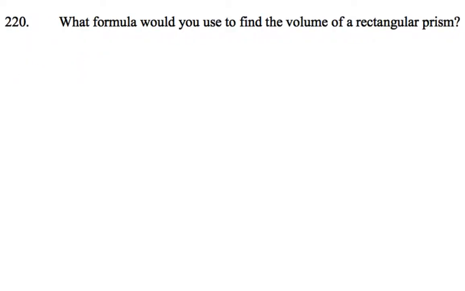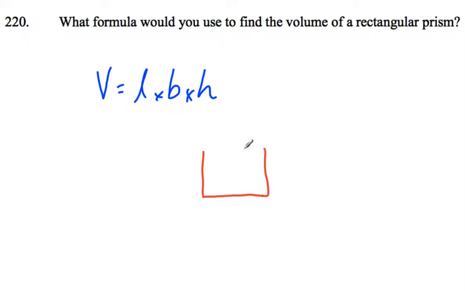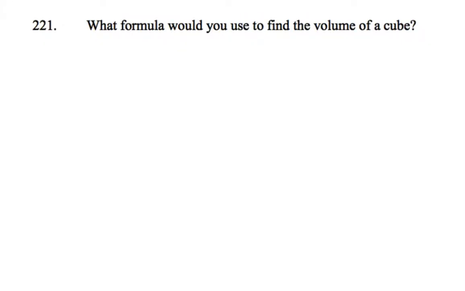What formula would you use to find the volume of a rectangular prism? Length times breadth times height. So if you had a quick diagram of a rectangular prism, we would take the length and breadth and height and multiply them together to get the volume of that shape, that three-dimensional solid.